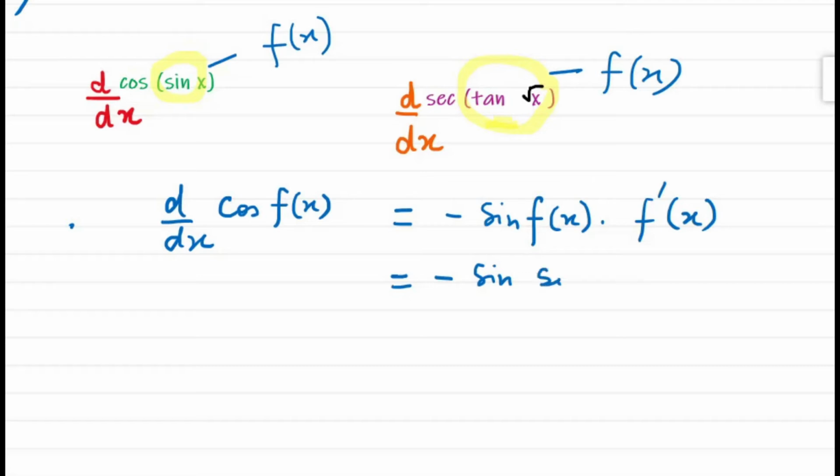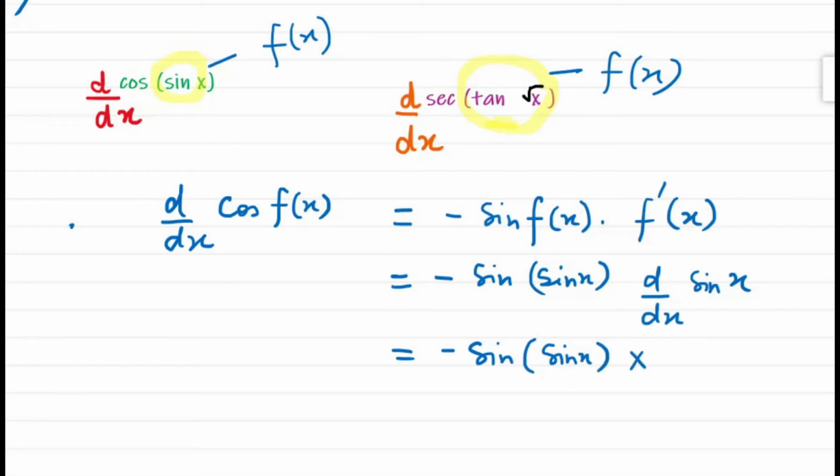f(x) was just sin x, and now you have to find the derivative of that f(x), that is sin x. So it will be minus sin of sin x, and here the differentiation of sin is cos x, so your answer will be this.